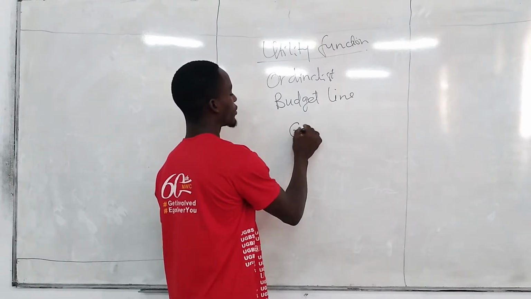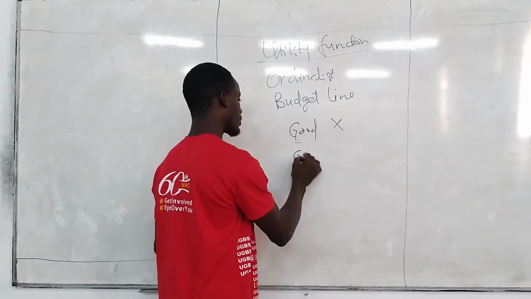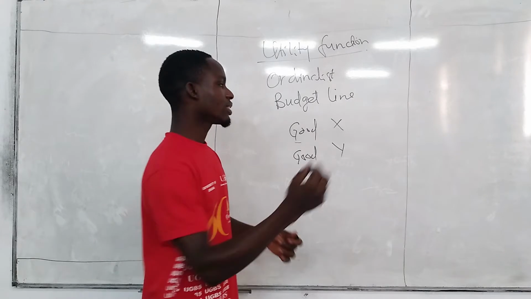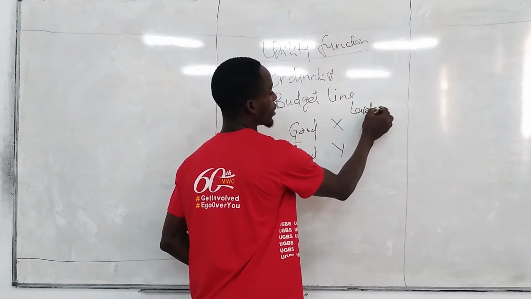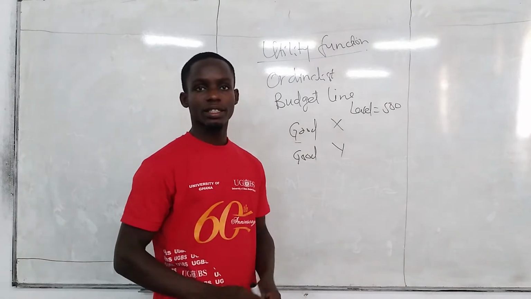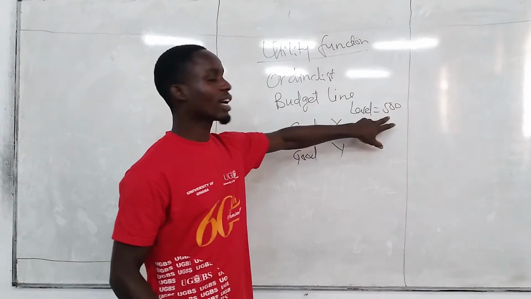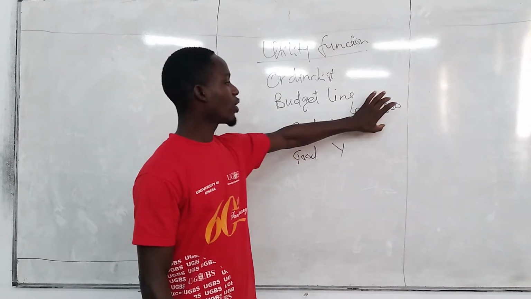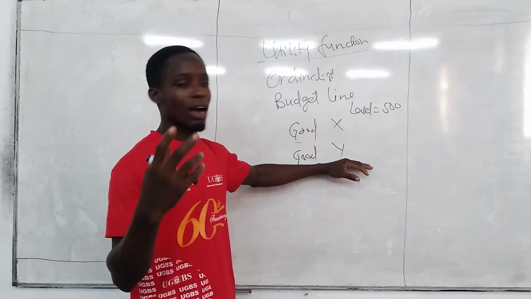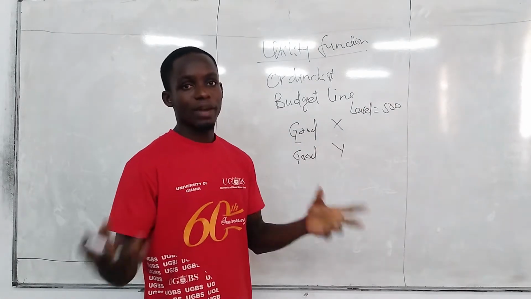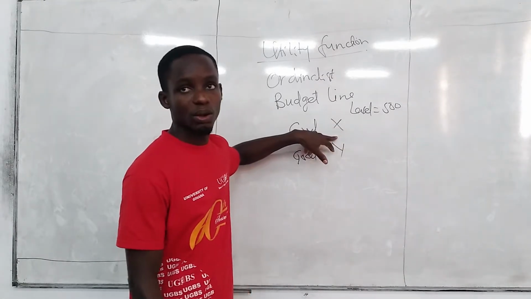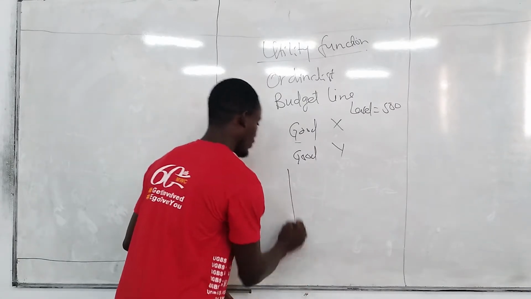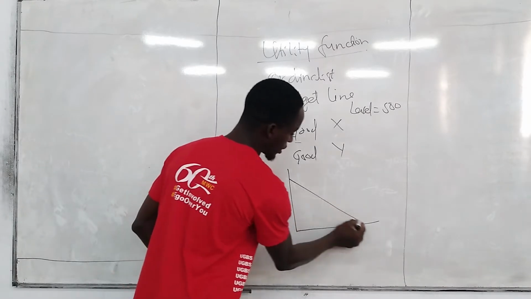Let's say I go to the market and I have good X and good Y, and they all have their respective prices. And let's say my level of income is 500 Ghana cedis. It's either I spend all my 500 Ghana cedis on good X, of which I will have nothing left to spend on good Y, or spend all my 500 Ghana cedis on good Y, of which I will have nothing left to spend on good X. Or I make my third choice of maybe spending 300 Ghana cedis on good X and 200 Ghana cedis on good Y.